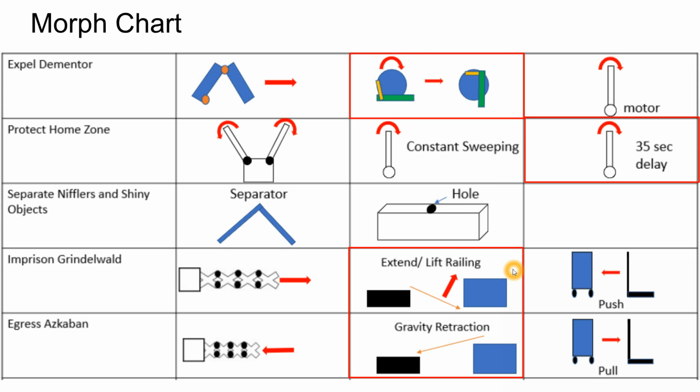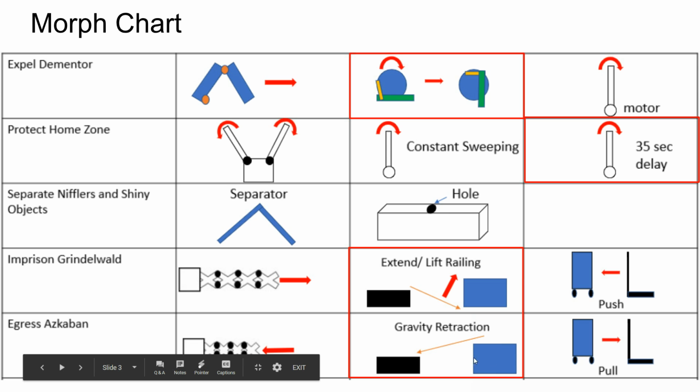The last solution that I feel needs some explanation is this railing. What makes this railing special is that it works simply on gravity. To begin with, to deploy, the railing's angled down and gets released, and gravity drags it down. It then gets lifted by a motor placed right here to this higher angle where it does the job of sorting and imprisoning Grindelwald. After those two tasks are finished, the rail gets released and gravity brings it back down. Therefore, we egress Azkaban.